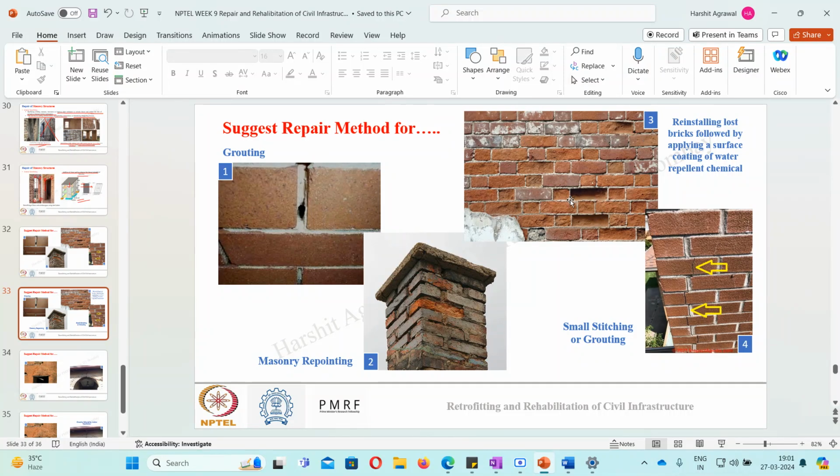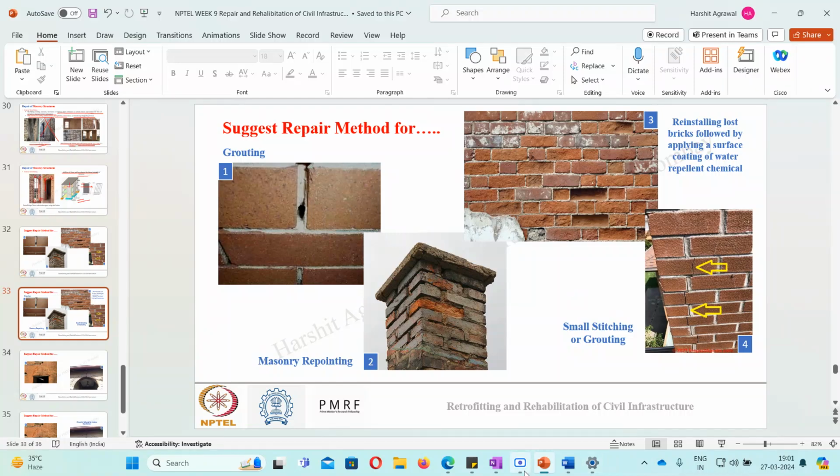And additionally, the lost bricks that we find in some places, we can also repair. Okay, in the fourth image, you can see a vertical crack in the brick masonry. Now, stitching here can be very difficult. Why? Because it is very close to the edge. So either you can go for very small stitching, or you can go for grouting of this crack. So both methods are possible for repair of this masonry.